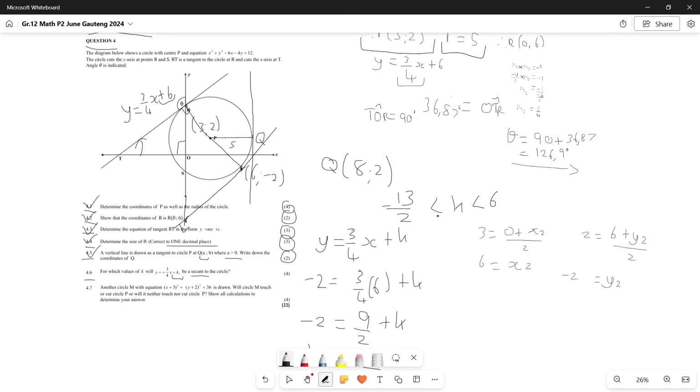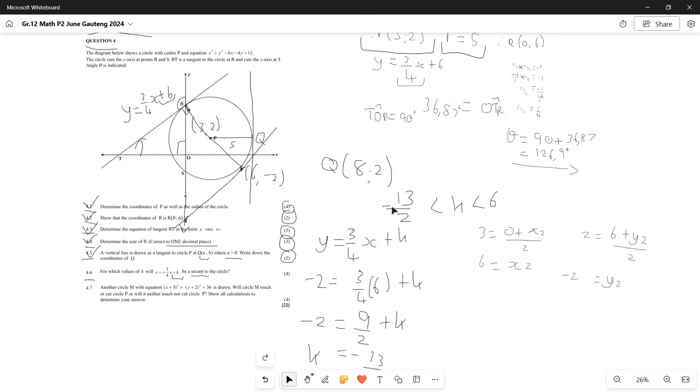And what we're saying is that this k value, this y-intercept, has to be any value greater than -13 over 2, which means it can be here because as soon as we're here, we're cutting through the circle twice, and it can be any value going up and up and up until it is less than 6, because over here, before 6, it is also cutting twice.